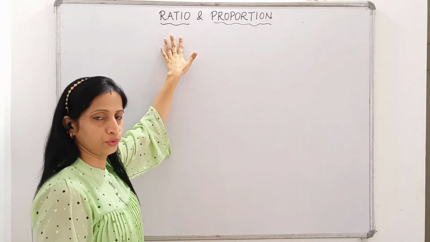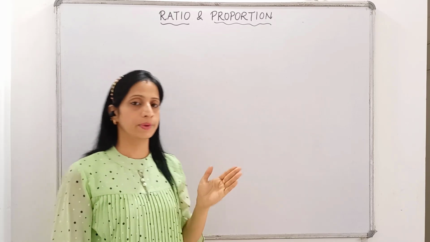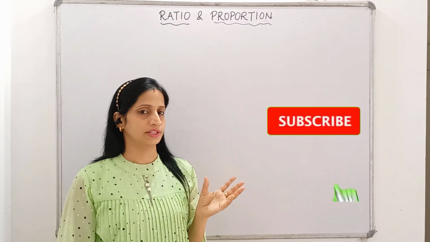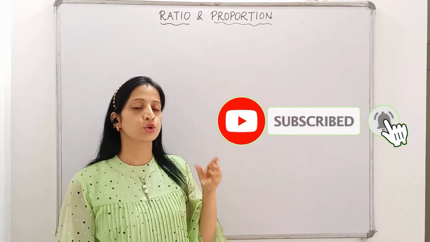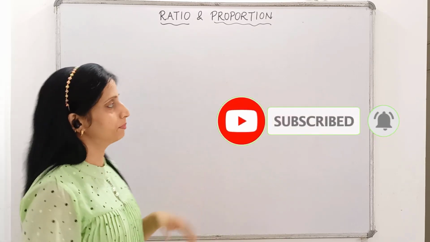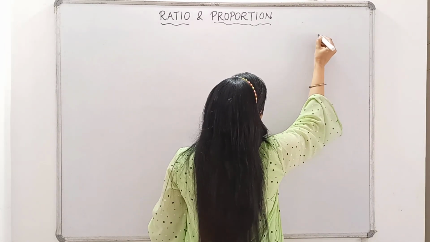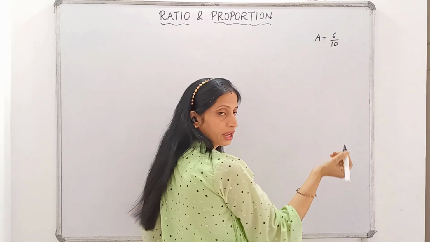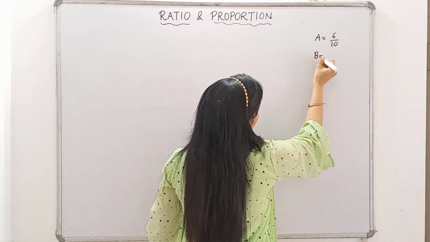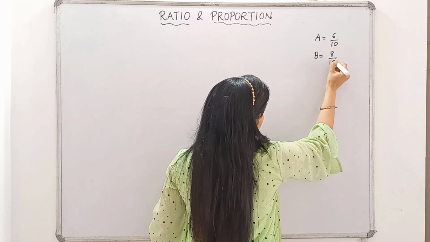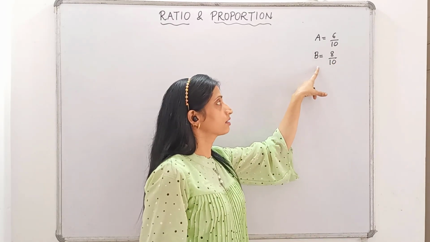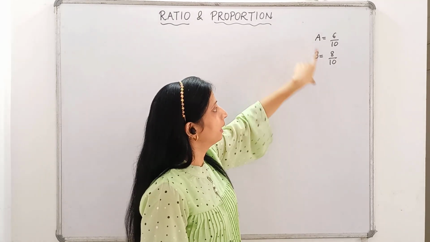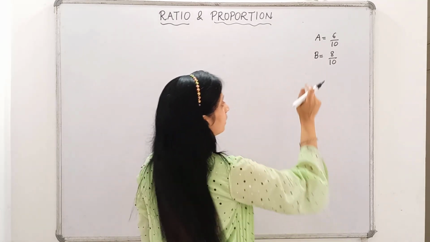What is ratio? Ratio means when we compare two numbers or two quantities by the method of division, then that is known as the ratio of those numbers. For example, A scored 6 out of 10 marks and B scored 8 out of 10 marks. Now, if someone asks what will be the ratio of marks scored by A and B? So, what will be the ratio?